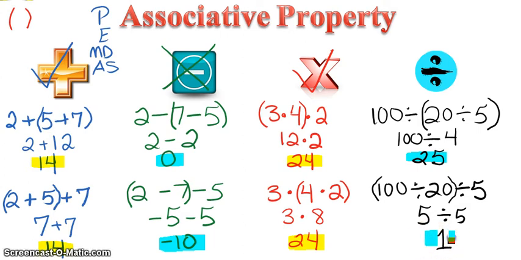So that means that the associative property is not true for division. It's not true for division. You cannot move the parentheses when you're dividing things and get the same result. It changes what happens. So the associative property is true for addition and multiplication.